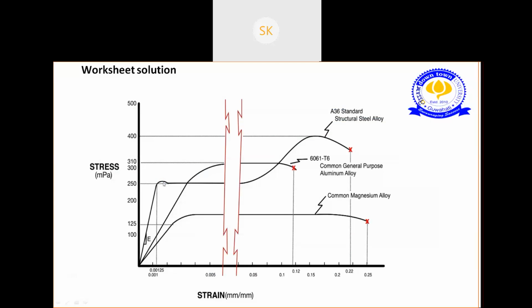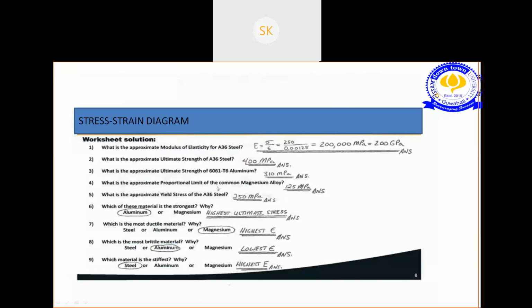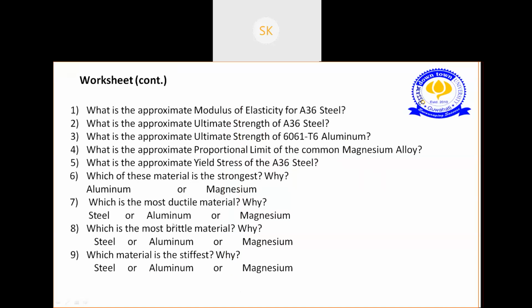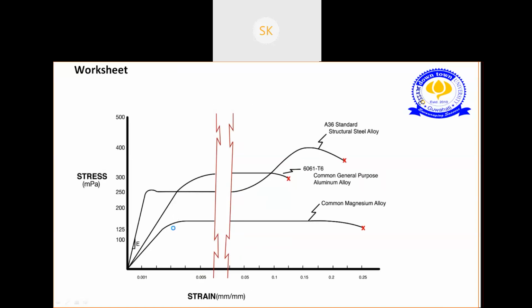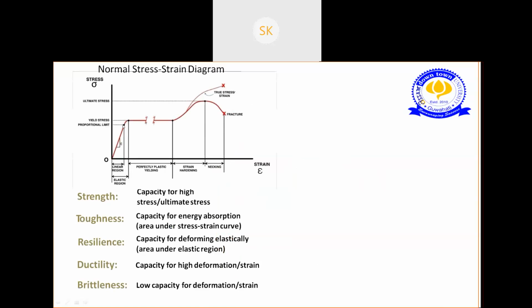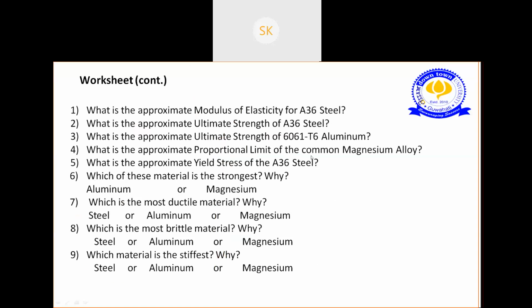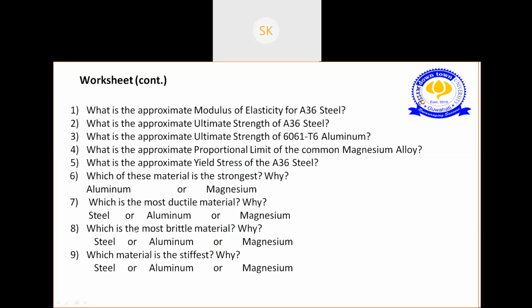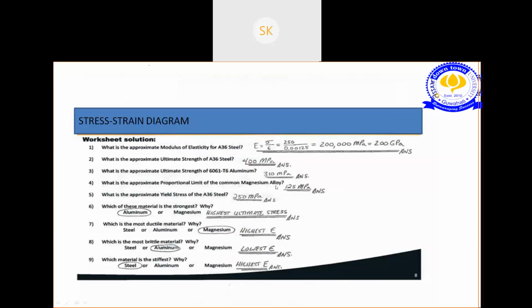Now they have asked you to find out the approximate proportional limit of magnesium alloy. So how do you find the proportional limit? On this curve, the point where the straight part of the curve starts to deform is your proportional limit, right? So for this magnesium, when the shape gets deformed from this point, if you project it straight down, 125 MPa is your proportional limit.